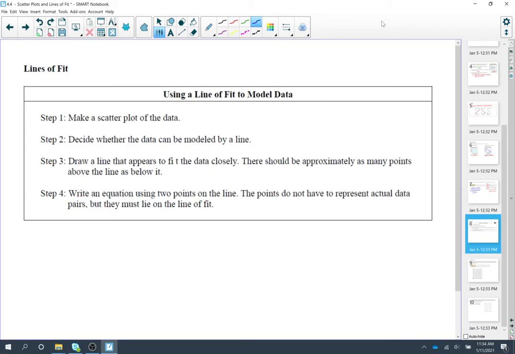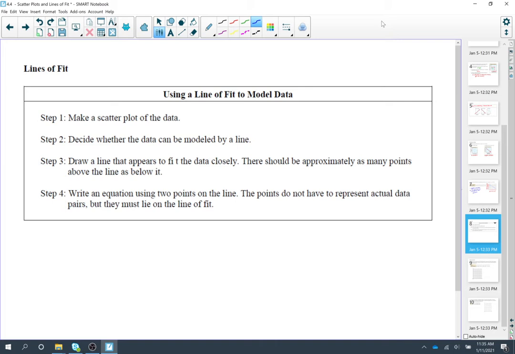Lines of fit, using a line of fit to model data. Now, if a data set has a positive correlation or a negative correlation, we compared these to a line before. So it either has a positive slope or a negative slope. So what we can do here is fit the data with a line that can then help tell us other things about the data, which we'll cover more as we go along.